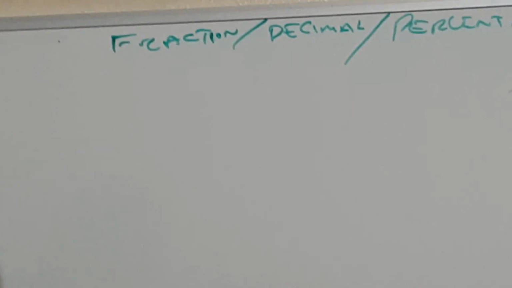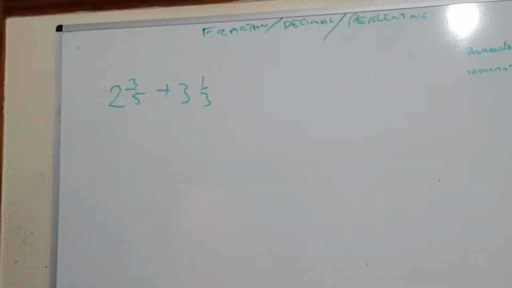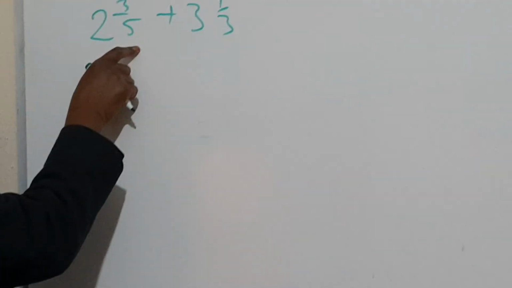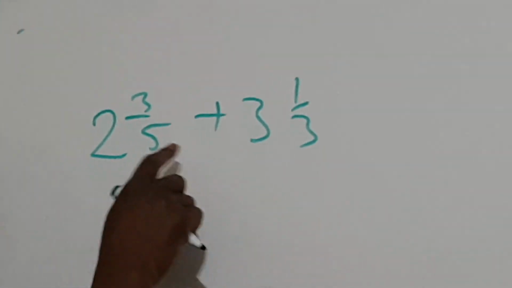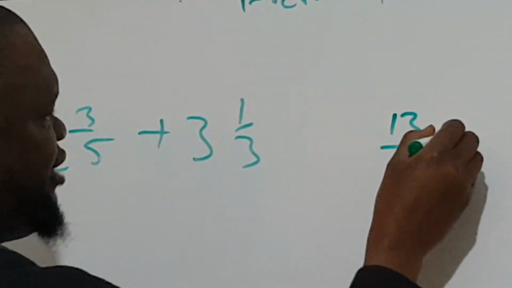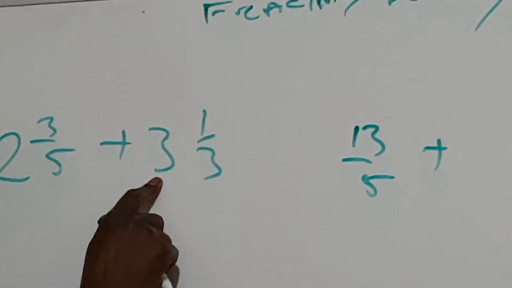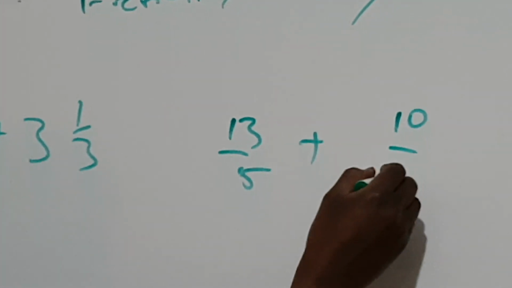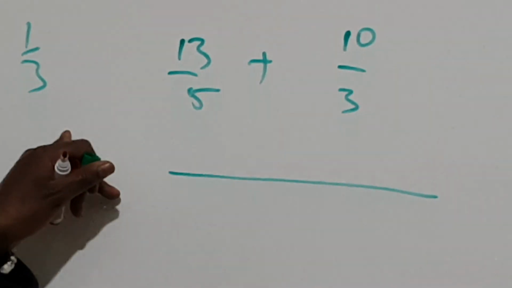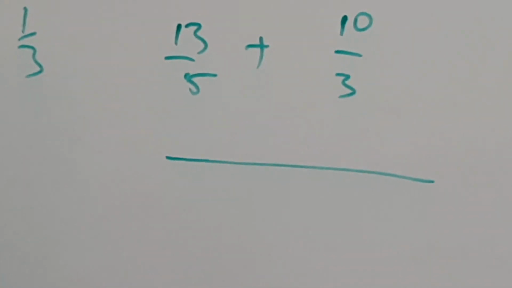Now, let's say there's a whole number. 2 and 3 over 5 plus 3 and 1 over 3. Two ways, African ways. First of all, you can convert this into an improper fraction. That will be 5 times 2, 10 plus 3, 13 over 5, plus 3 times 3, 9 plus 1, 10 over 3. We can convert these, they are equivalent, or we can do it the African way, or we cross multiply.